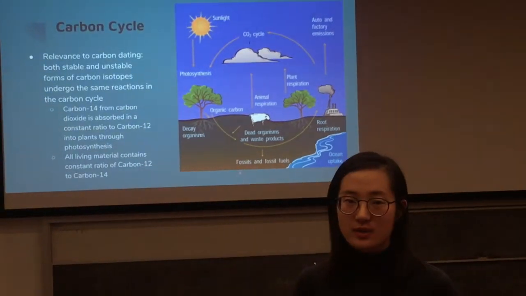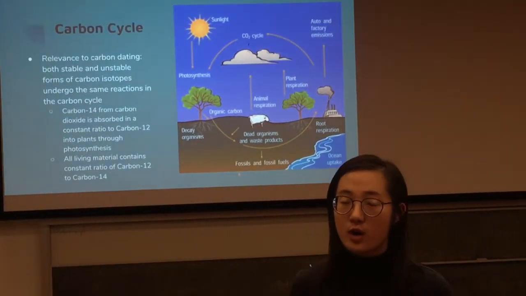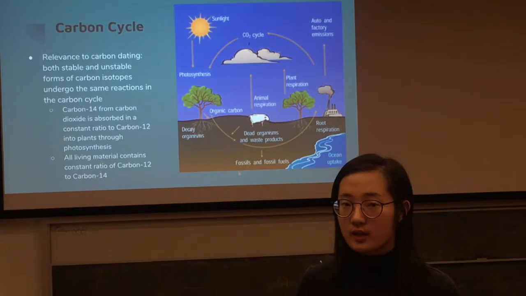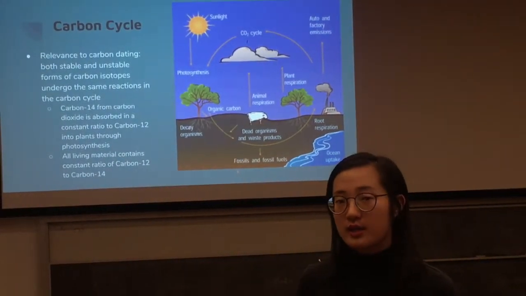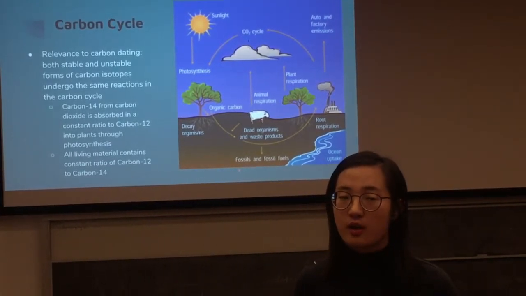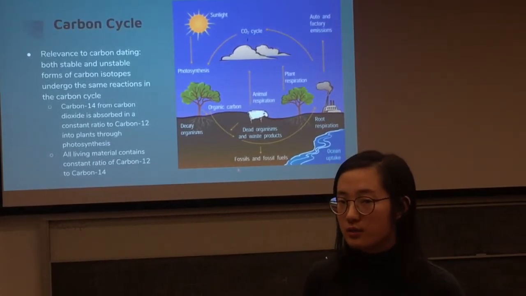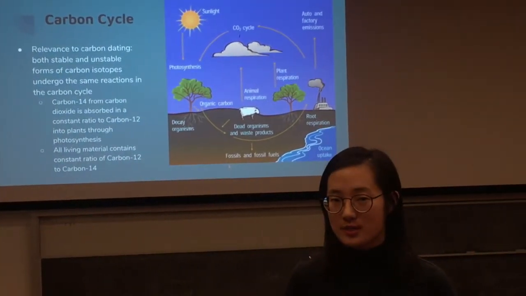So why is this relevant to radiocarbon dating? Well, carbon-12 and carbon-14, when in the form of carbon dioxide in nature, are recognized in the same way by plants and animals. Therefore, an equal ratio of carbon-12 to carbon-14 is absorbed by all living matter. And so all living matter has the same ratio of carbon-12 to carbon-14.